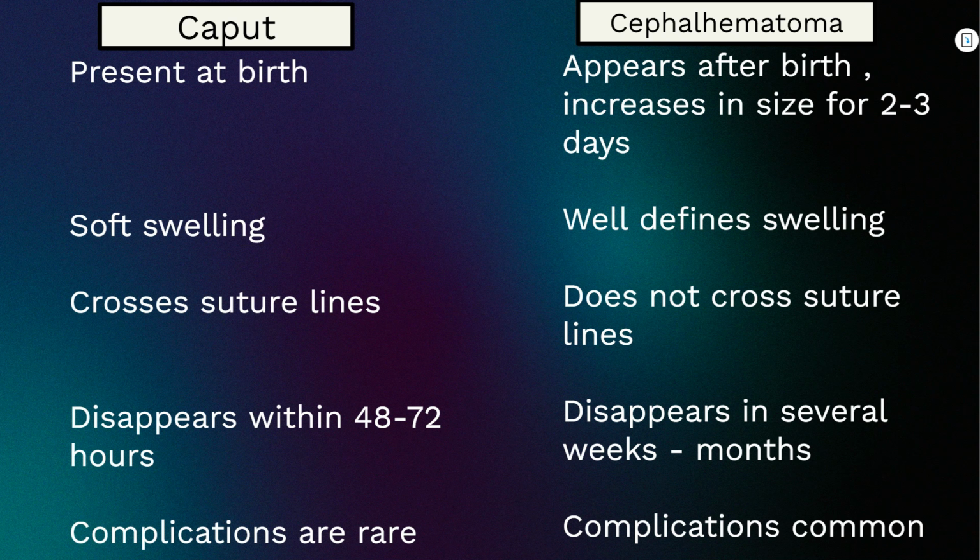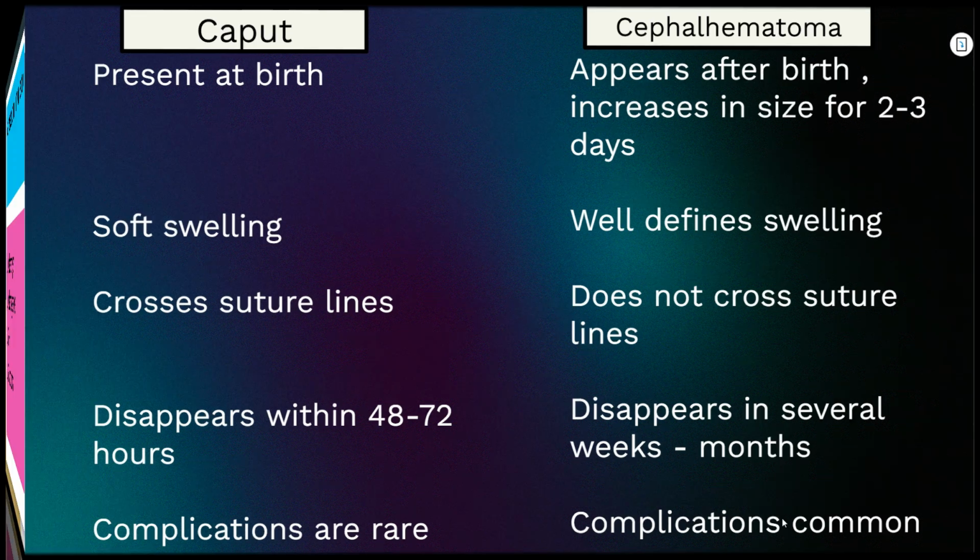Let's look at some of the differences between caput and cephalhematoma. Caput is present at birth. Cephalhematoma appears after birth and increases in size for 2 to 3 days. Caput is a soft swelling. Cephalhematoma is a well-defined swelling. Caput crosses suture lines. Cephalhematoma does not cross suture lines. Caput disappears within 2 to 3 days. Cephalhematoma disappears in several weeks, it might take months. Caput is commonly seen and complications are rare. Here, common complications could be jaundice as well as infection.